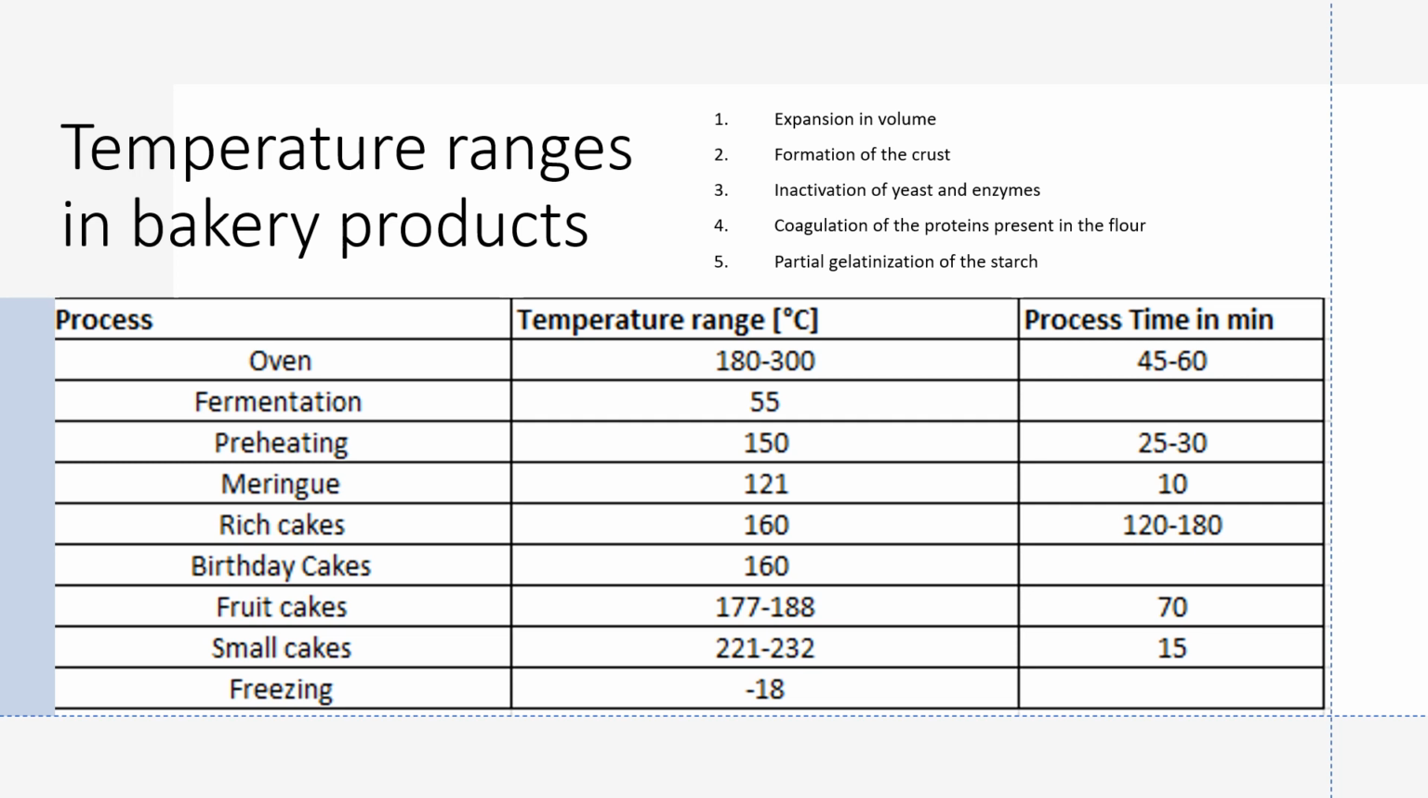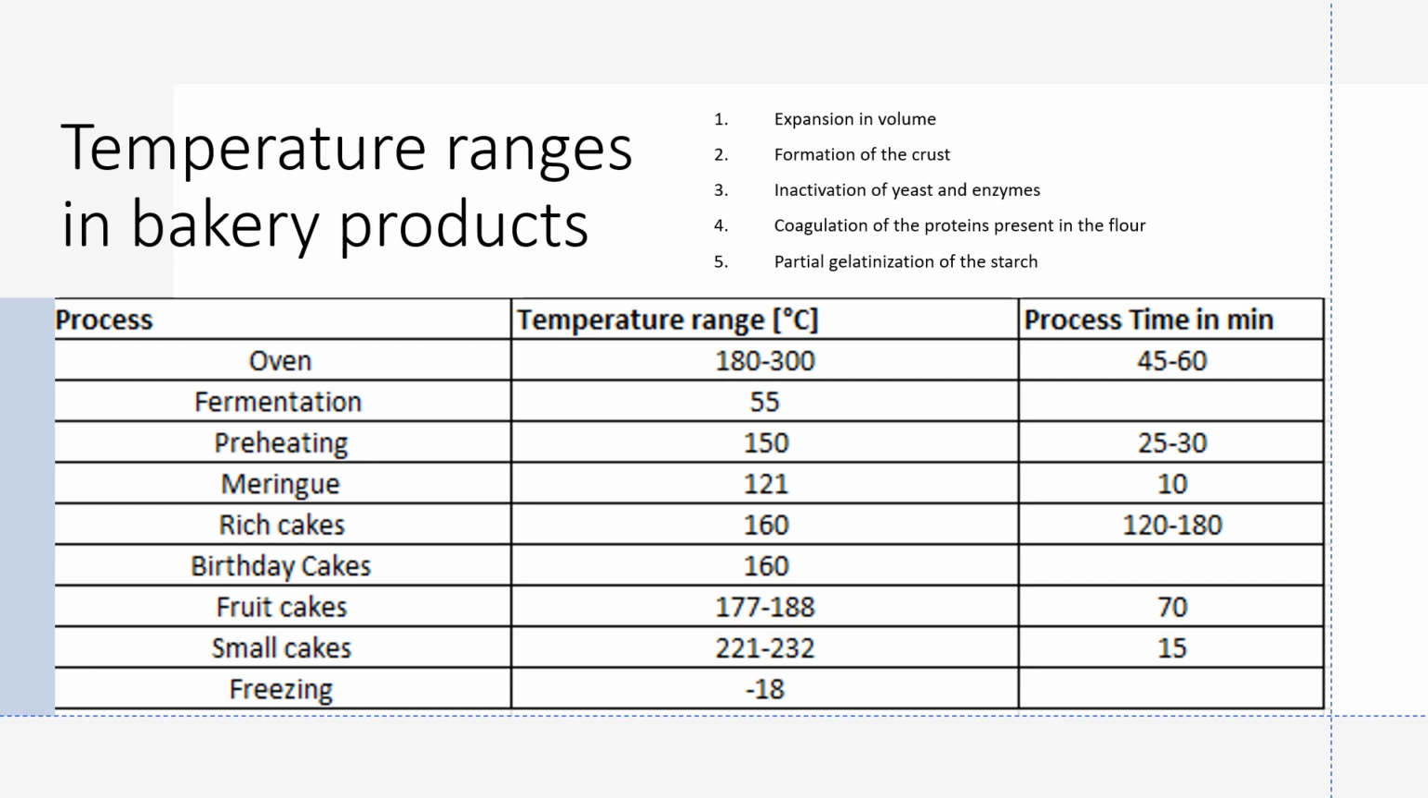So meron tayong changes that are caused by oven heat. We have five. One, expansion in volume. This is what we call oven spring. Oven spring is the volume increase during the initial stage of baking. During the oven spring stage, the crust begins to form and cause the breaking and shredding of the upper crust.